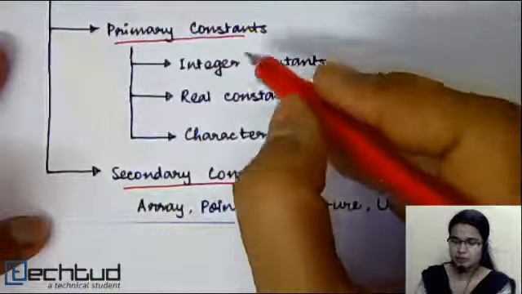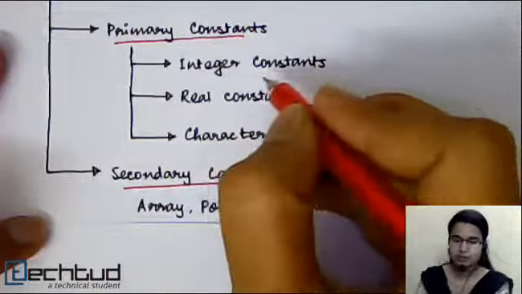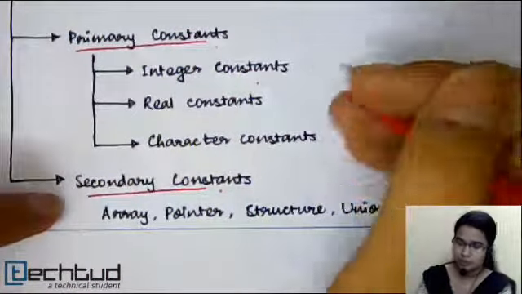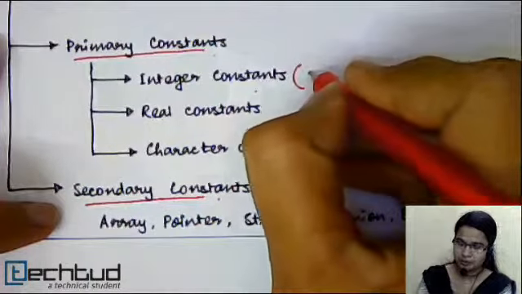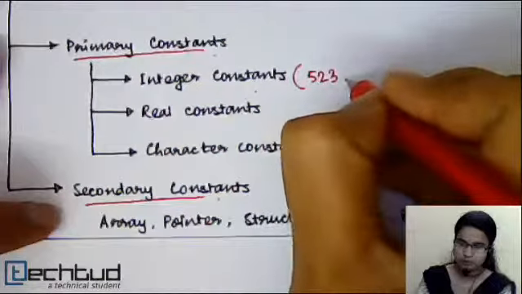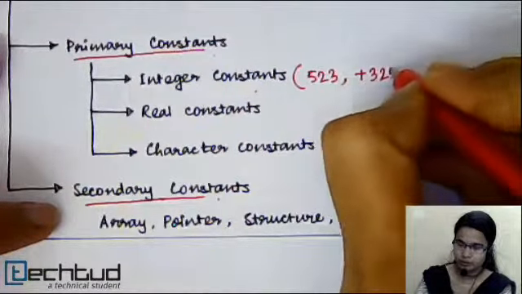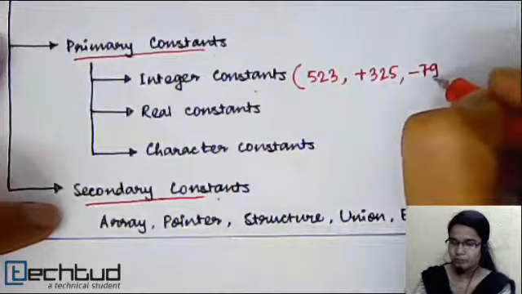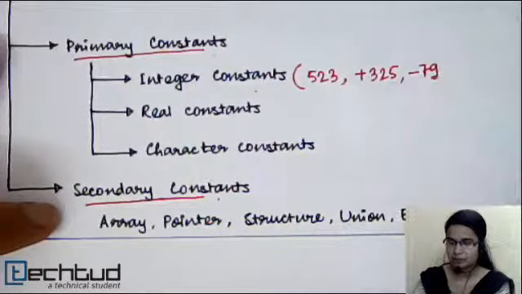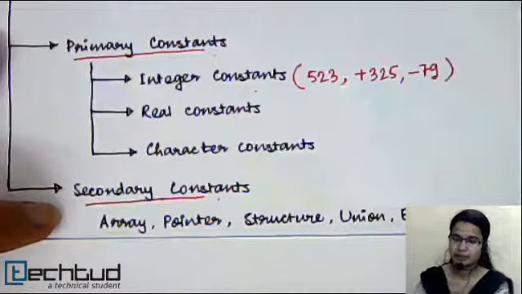Now in primary constant, we can classify primary constant as three types. First one, integer constant. You can simply guess, examples of integer constants are maybe 523, then plus 325, maybe minus 79. So when we take a few digits together and optionally put a plus or minus sign in front of it, it forms an integer constant.